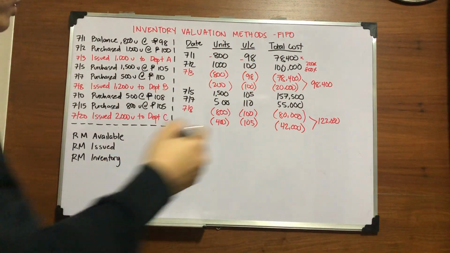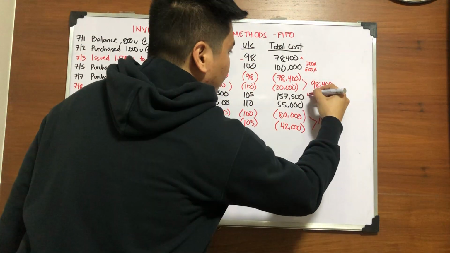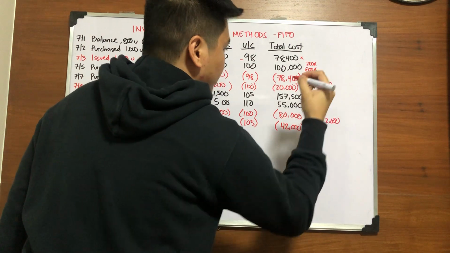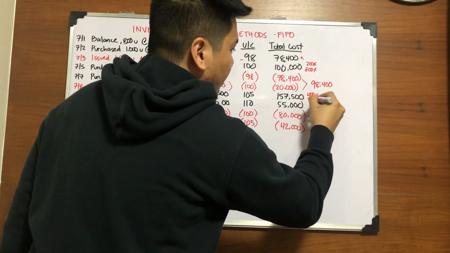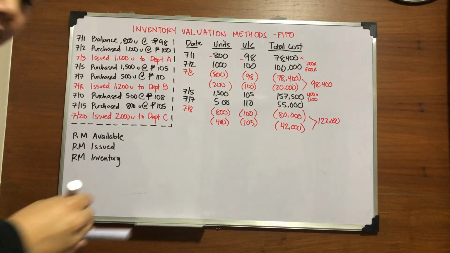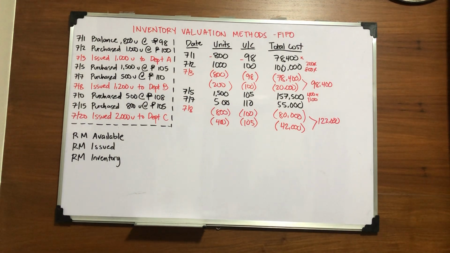Clear? Okay. Side note again. We have already consumed 400. Let's cross this out. So there's just a remaining of 1,100 units. Okay. The next transactions are your July 10 purchase as well as your July 15 purchase. So let's just record it. So 500 times 108 would give us 54,000, and 800 units times 105 would give us 84,000.